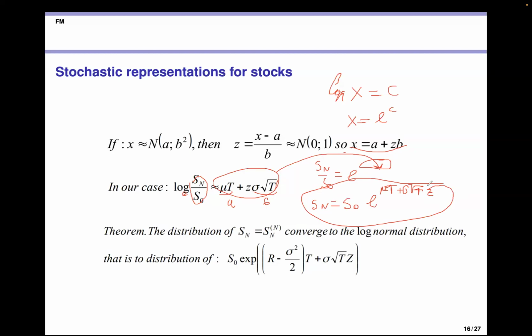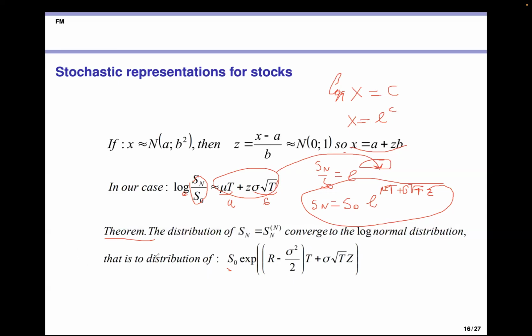Why is it a stochastic representation? Because z is a stochastic variable which has the standard normal distribution. And you see, it is like a theorem. The distribution of Sn converges to the log normal distribution. That means Sn equals S0 multiplied by the exponent of this, and instead of mu, we write R minus sigma squared divided by 2. This is from today's presentation, and we assumed it without proving: mu equals R minus sigma squared divided by 2.